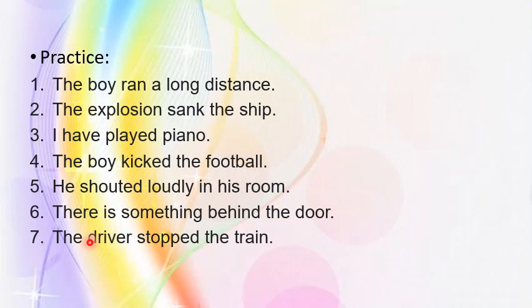The last sentence is, the driver stopped the train. In this sentence, the main verb is stopped and the object is train. You can see here stopped has a direct object, train, which shows it is used here as a transitive verb. I am sure students you have understood well about this topic.